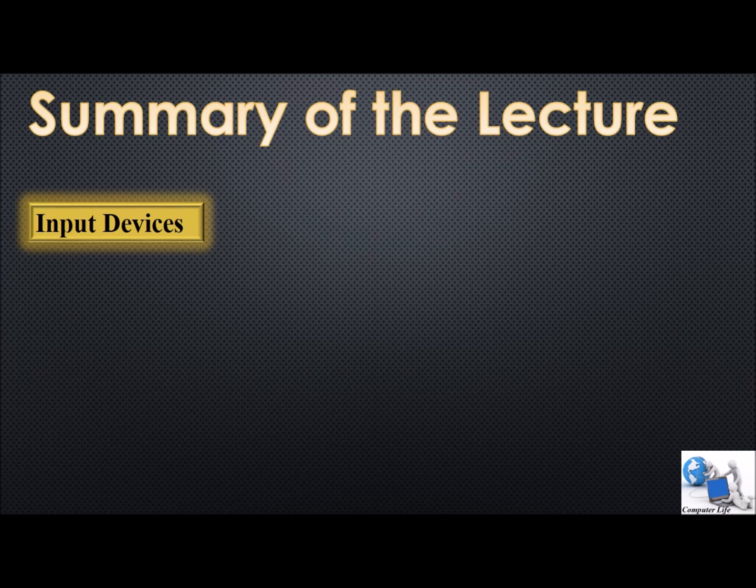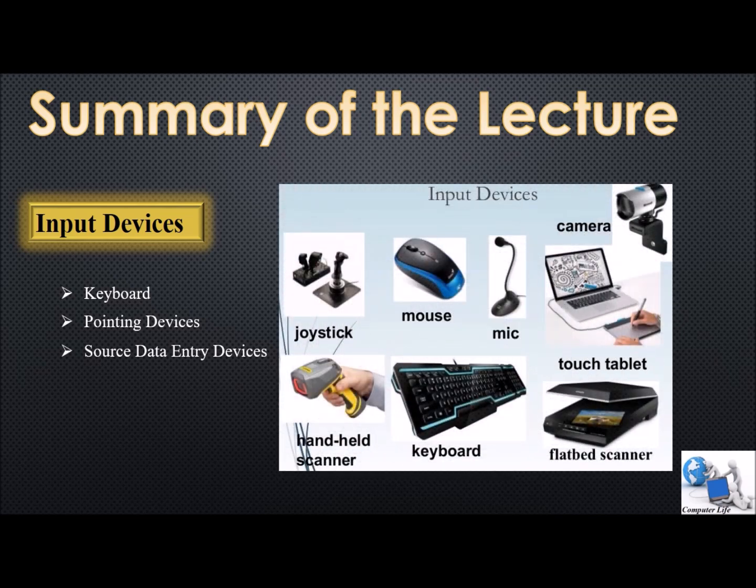Summary of the lecture. Today we have studied input devices in detail. At the start we studied the keyboard, where different functions of the keyboard were discussed in detail. Then we studied pointing devices. Different pointing devices and their functions were also discussed in detail. In the last, we discussed source data entry devices, through which we can enter data directly into our computer system. A few of the input devices that we have discussed today in detail are shown in the picture.